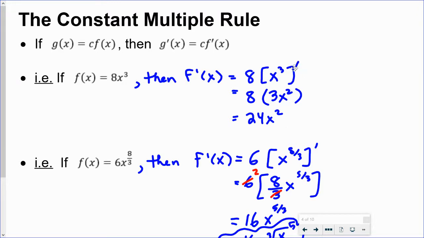Just a note, this little prime notation is me kind of showing you my thinking. I'm saying my first step is to pull out the 8, but I still need to take the derivative of this part. That's what this prime notation means.